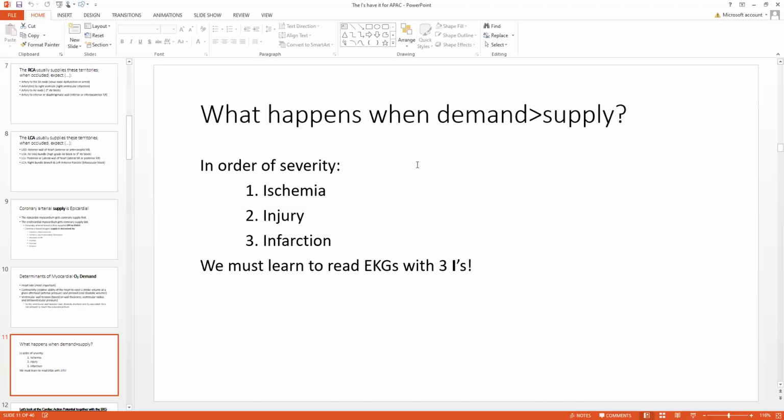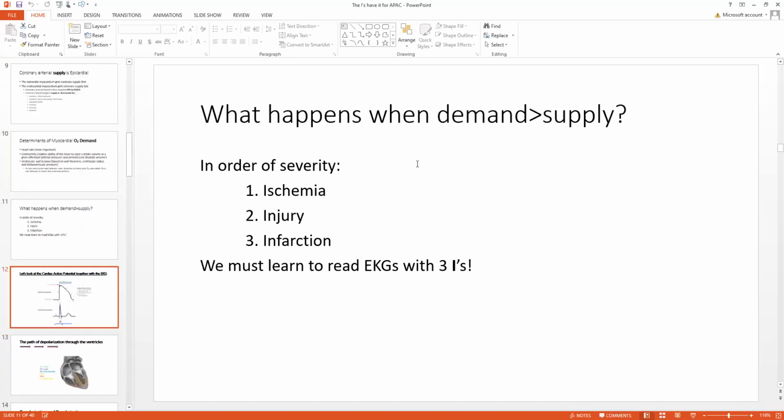So what happens when demand exceeds supply? Well, in order of severity, there's ischemia, then injury, and then infarction. So here's my first kind of sick joke. We must learn to read EKGs with 3 eyes.